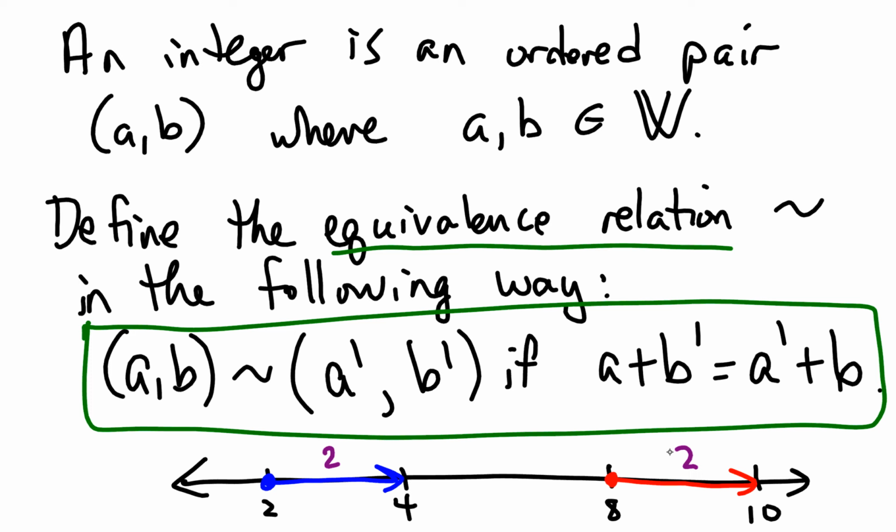We think about integers as ordered pairs, the start point and the end point for a vector on the number line. That is a natural way for us to think about integers. It allows us to think about positive integers as vectors pointing to the right, and it allows us to think about negative integers as vectors pointing to the left.